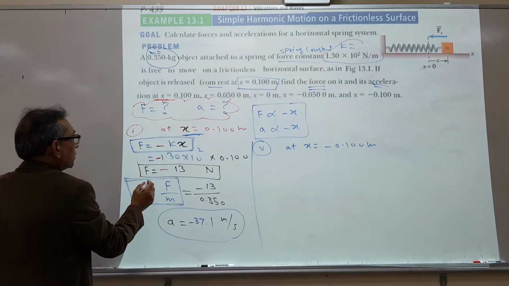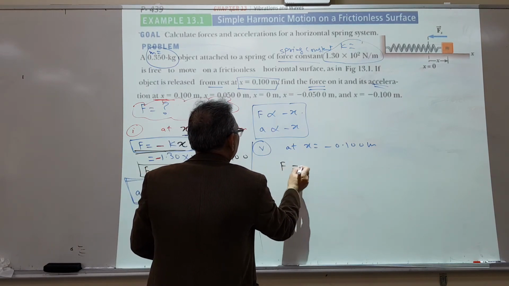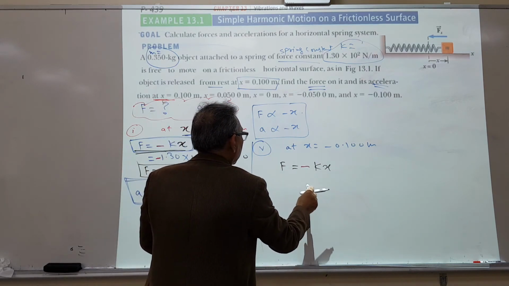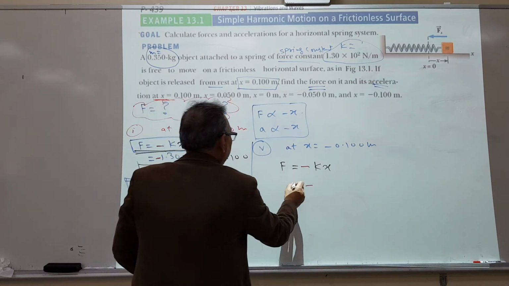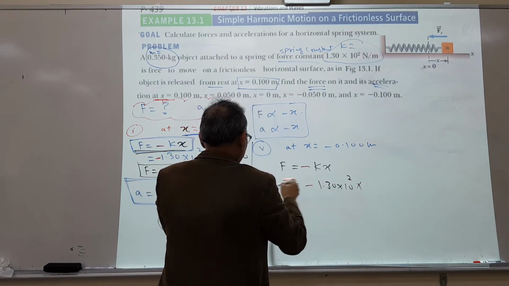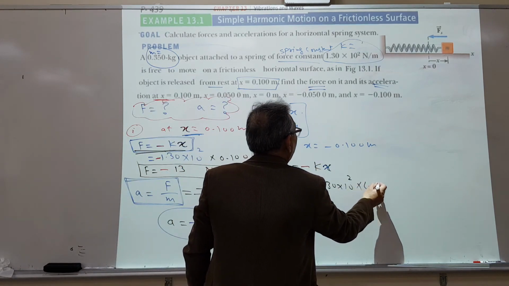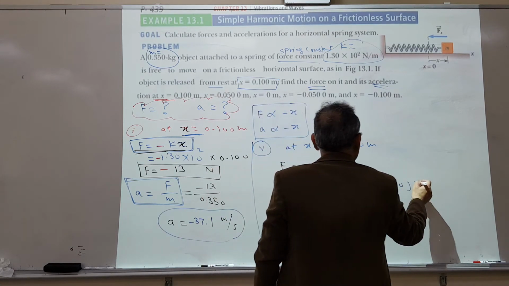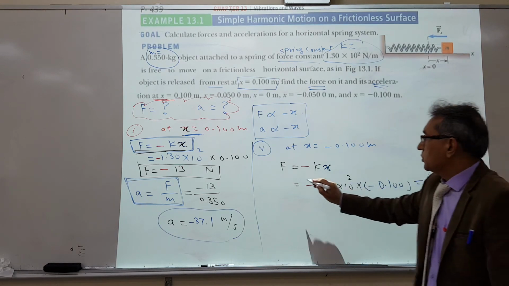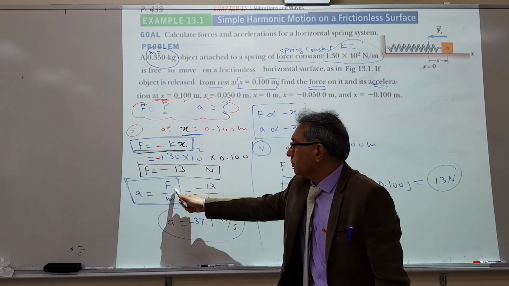I use the same rule. Force is equal to minus kx, with the negative sign, of course. So k multiplied by x, how much x, minus 0 point. So you get the force, minus and minus make plus.